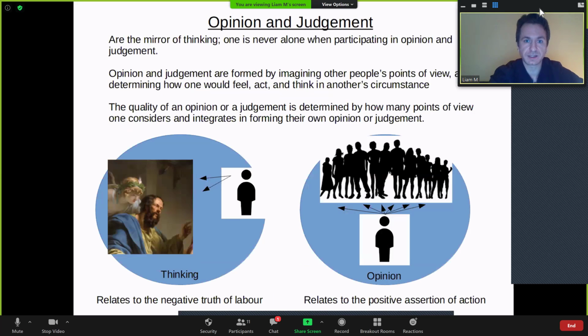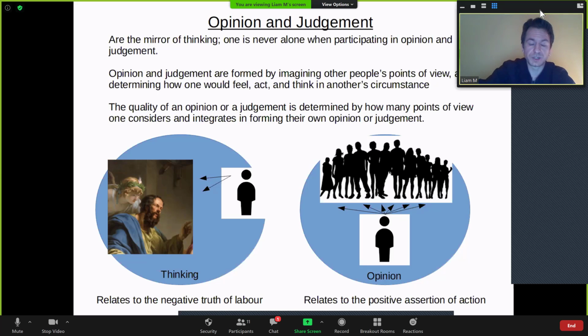So the next thing is opinion and judgment, because we've got a negative ethics, and now we're trying to find a positive ethics. This is the mirror of thinking. But unlike thinking, where you do it solitary, you are never alone when participating in opinion and judgment. So what are opinion and judgment? Well, they're formed by the imagination. As we found earlier, the imagination is about schematic and representation involving our five senses, and it's about finding exemplars.